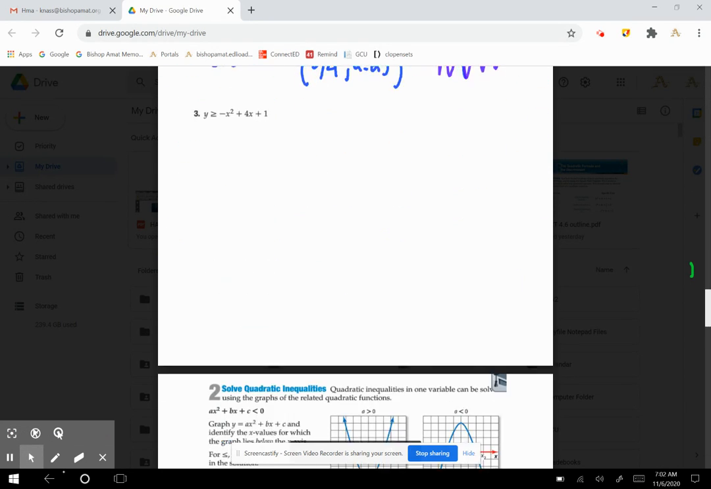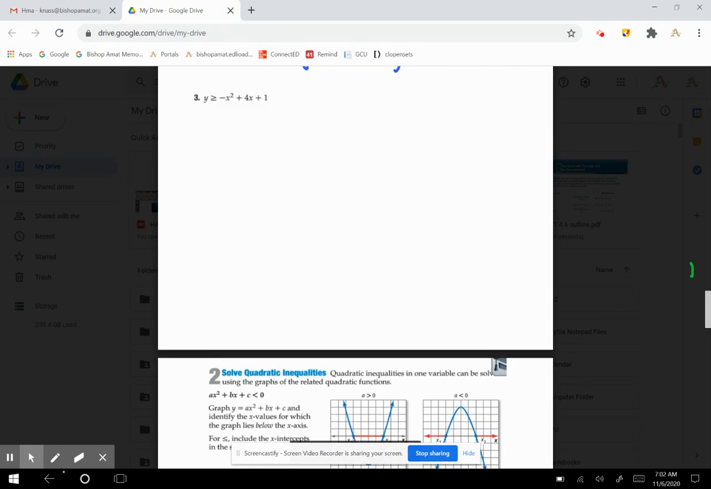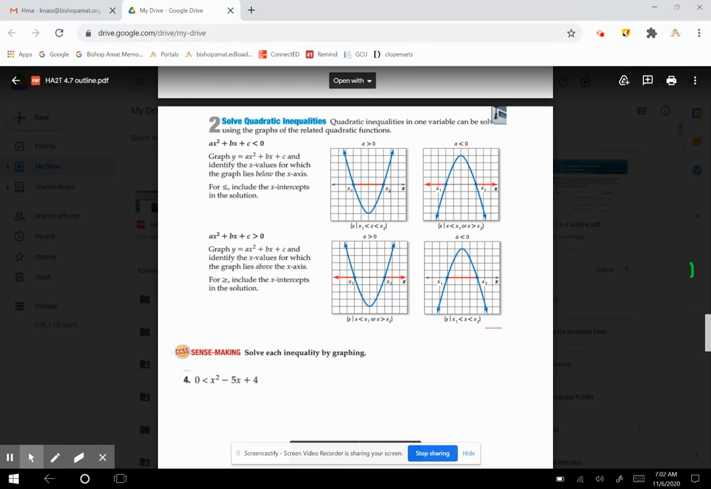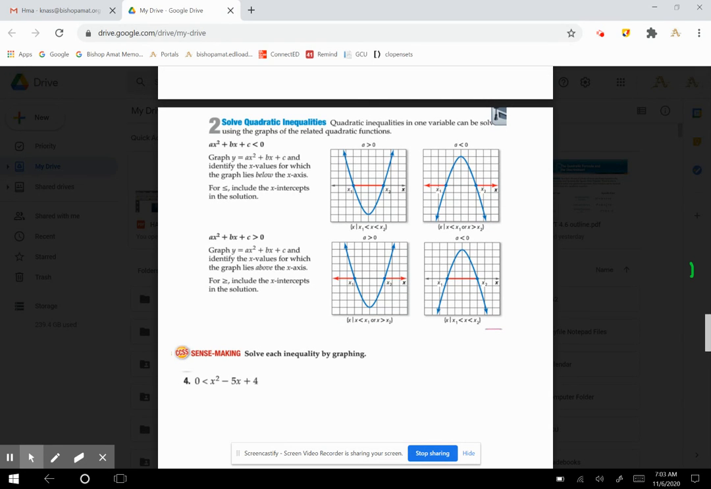Let's try one more. Actually, let's go to these ones. This is really important. This is asking you to solve the inequality. So let's look at this.